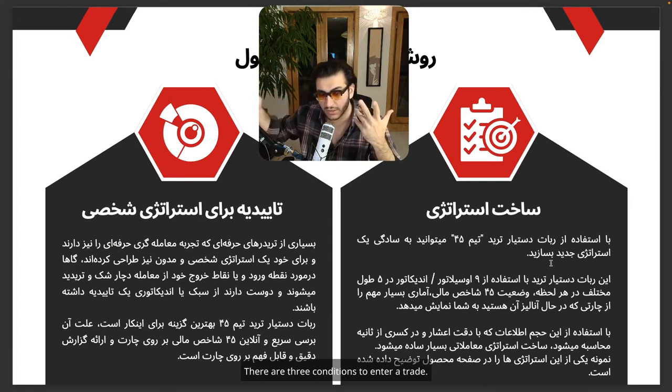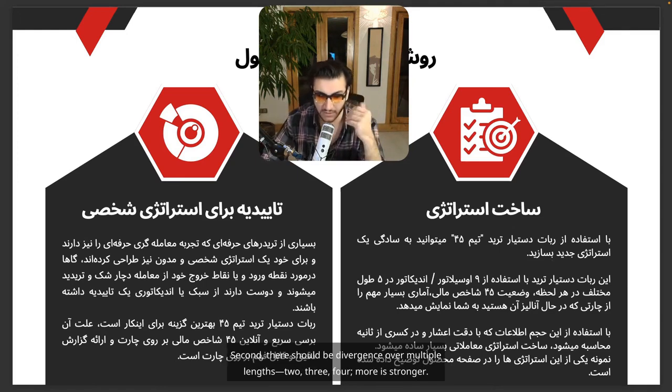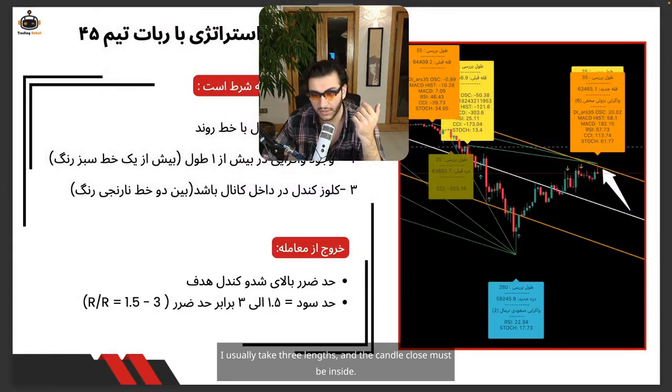To use it, focus here. There are 3 conditions to enter a trade. First, the shadow must touch the upper or lower line within the bands. Second, there should be divergence over multiple lengths: 2, 3, 4, the more the stronger. I usually take 3 lengths, and the candle close must be inside. If the candle close is outside, you can't enter.